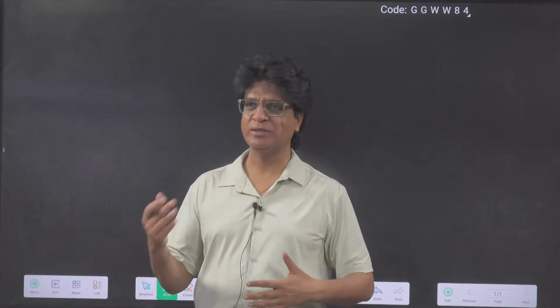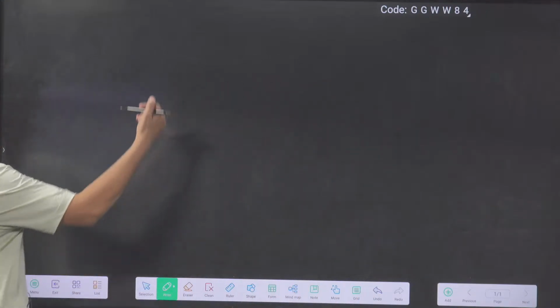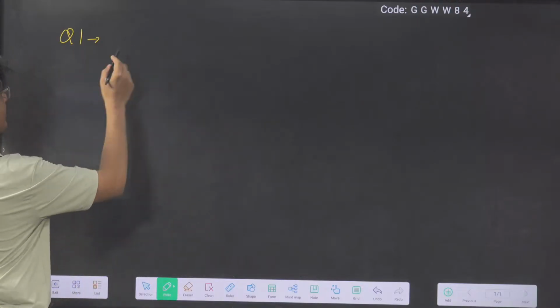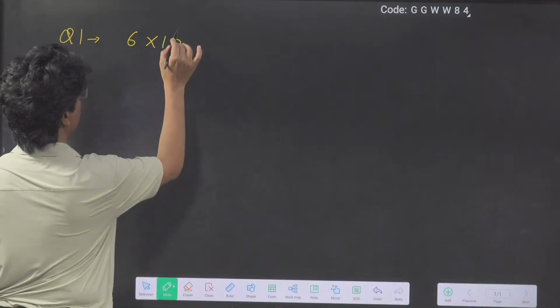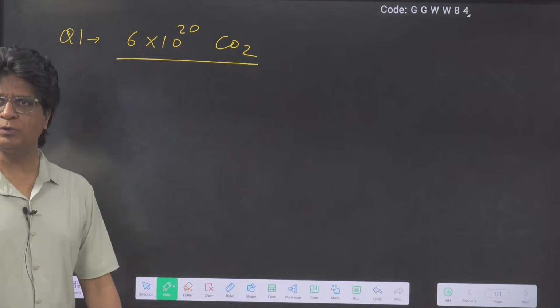Chalo, let's practice certain questions, right? Chalo, aa jao. A few good questions I have got. So this is the first question of the day. If 6 into 10 to the power of 20 molecules of CO2, these are the molecules of CO2.